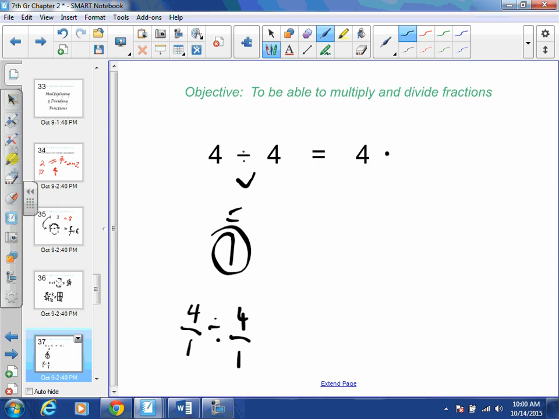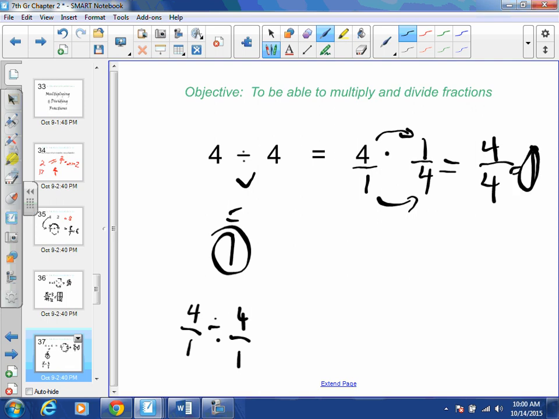If I want to translate that to multiplying, how do I get 1 when I multiply 4 times something? How about 4 times 1/4? Multiply my numerators, 4, multiply my denominators, get 4. 4 divided by 4 is 1.